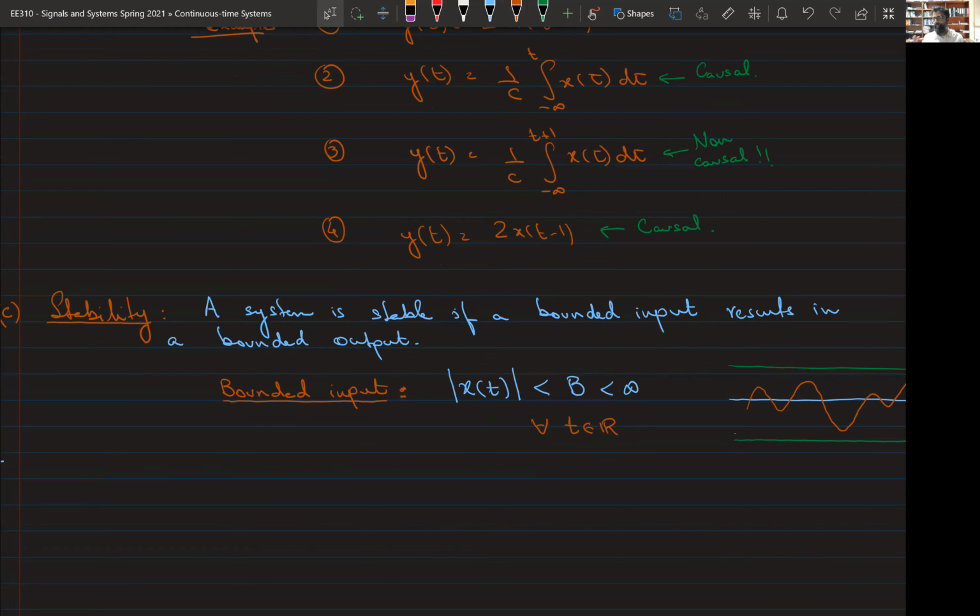Okay, so that's a definition, and this is called a certain type of stability. It is called bounded input, bounded output stability, which is BIBO stability. And bounded output means what?